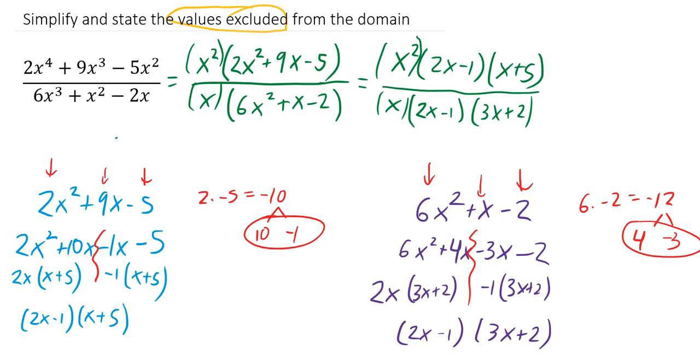Those are the zeros of the denominator: 0, a half, negative 2/3. Those are going to be the values excluded from the domain. Now I go ahead and I simplify this. 2x minus 1 on bottom, 2x minus 1 on top. X on bottom and x squared on top.